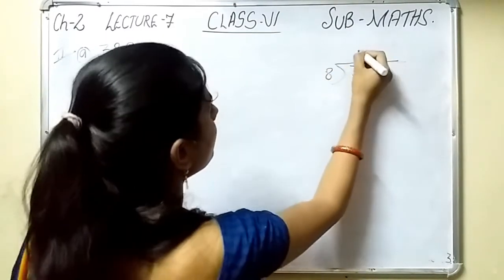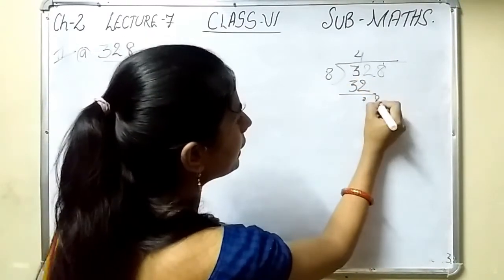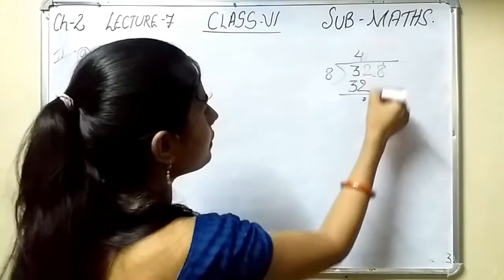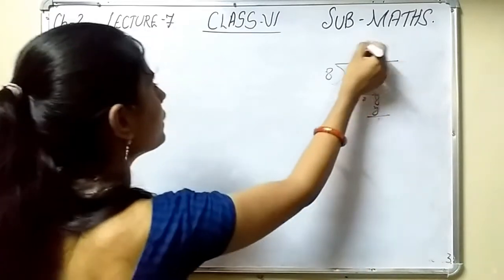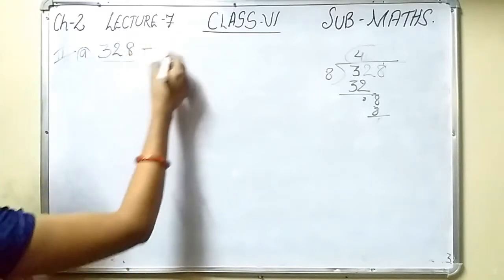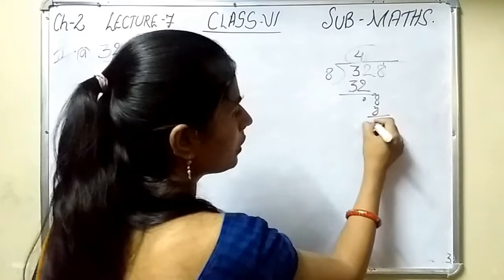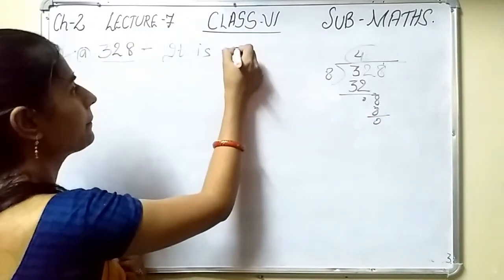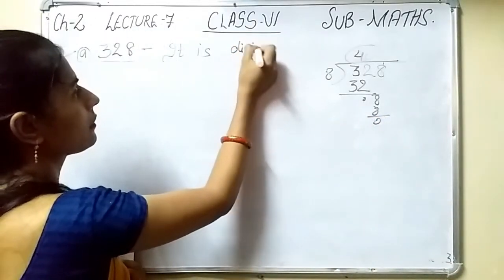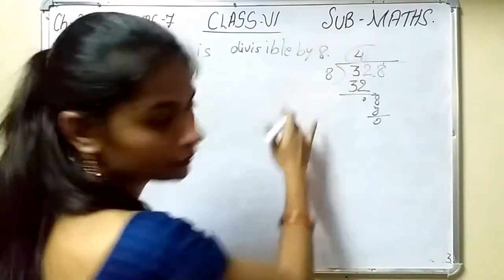Now see, 8 4s are 32. 8 1s are 8. You will get here 41. It means if you get the remainder 0, it means it is divisible by 8.